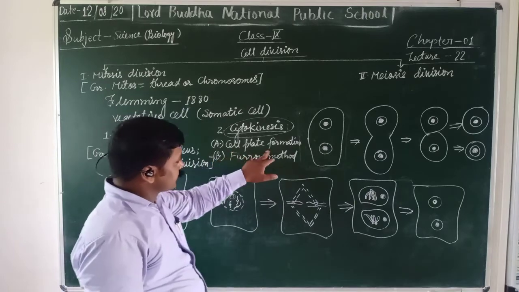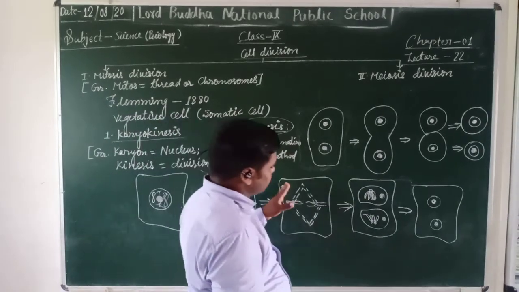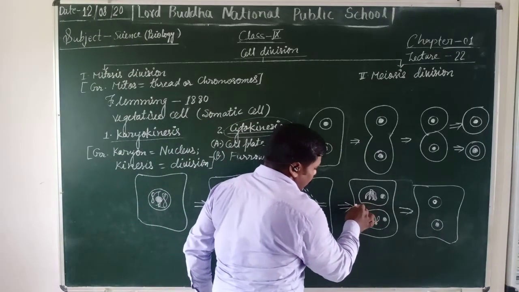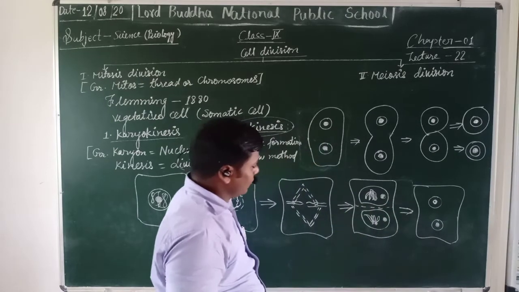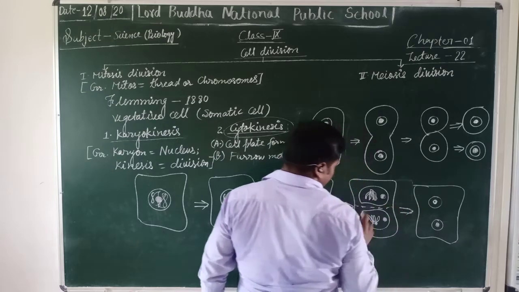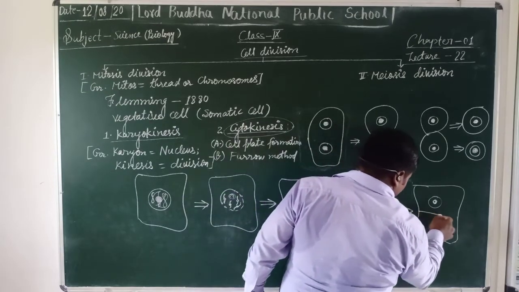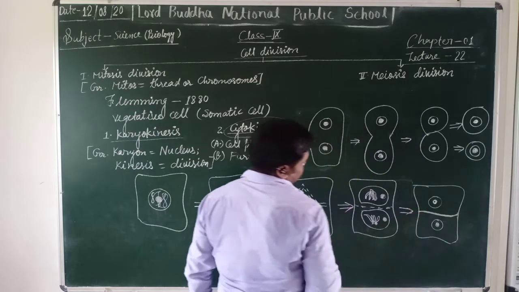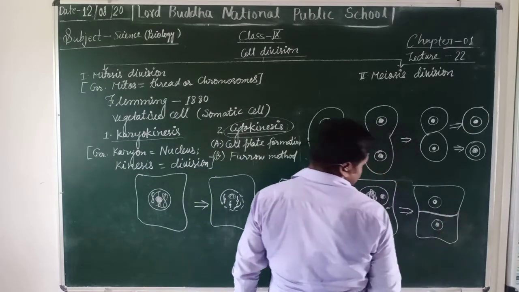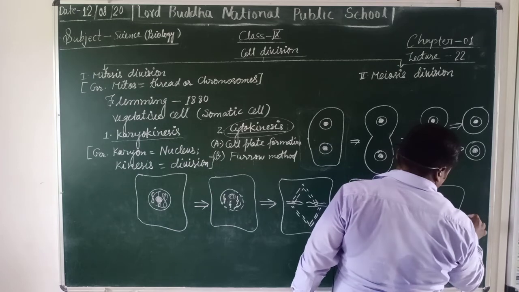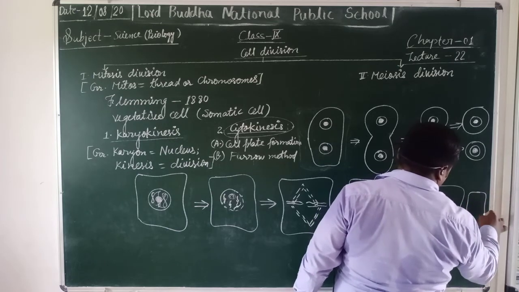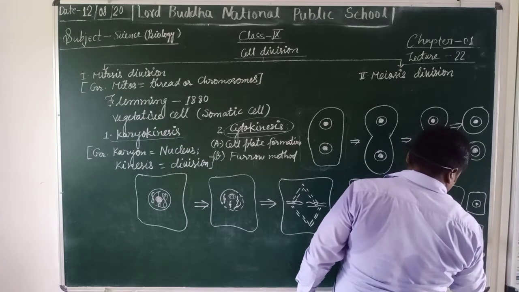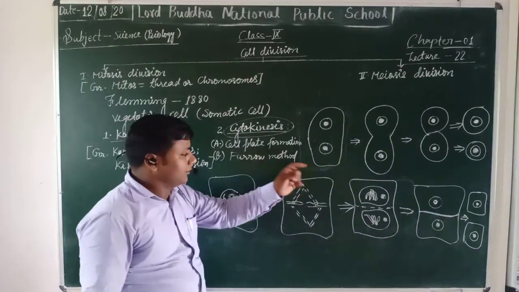Whereas in plants, the cell plates are formed. The cell plates are formed due to the deposition of microtubule bodies. Here the formation of the cell plate takes place, through which a dividing structure is formed, and when this structure gets detached, two individual daughter cells are formed like that. This method is known as cell plate formation.